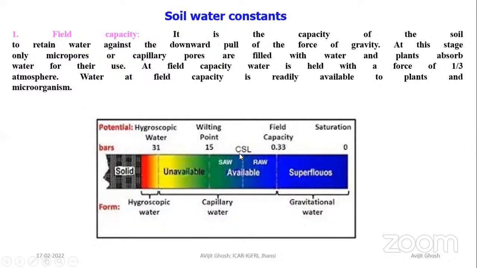This is available water. Beyond field capacity to saturation, where pressure is 0 atmosphere or 0 bar, the water is superfluous, that is, the water drains so quickly that the plant cannot take it, or it is not available to plant. Or below 15 bar, the water is so firmly held by the soil particles that plant cannot take up this water.